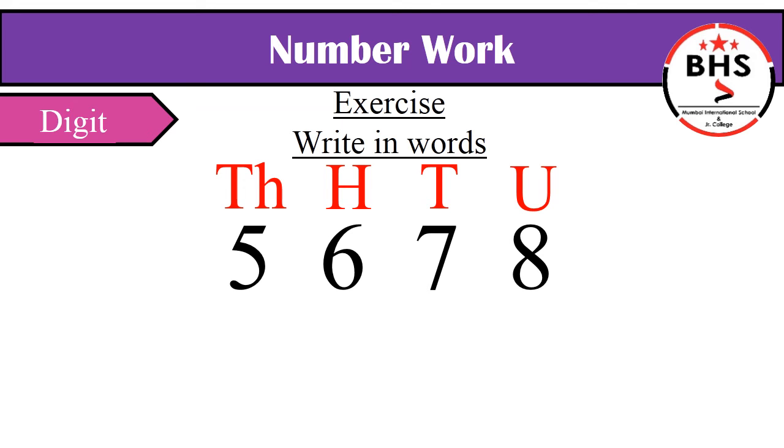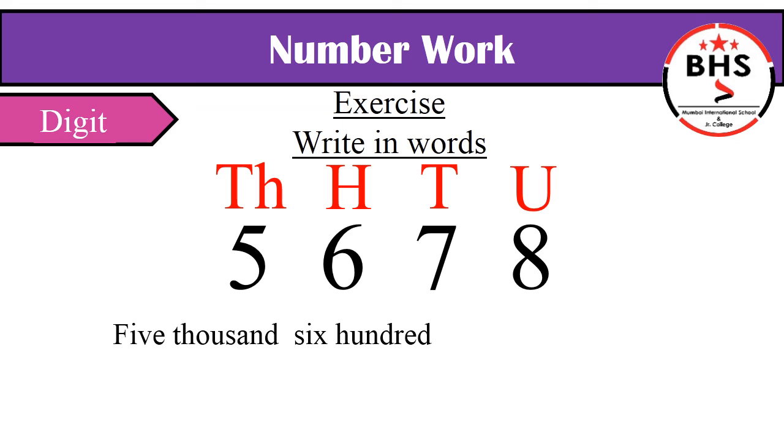Children, now let us try to write the numbers in words according to their position. We will start to write the numbers in words from left hand side. So, 5 is on the thousand position. So, we will write it as 5,000. 6 is on the hundreds position. So, we will write it as 600.